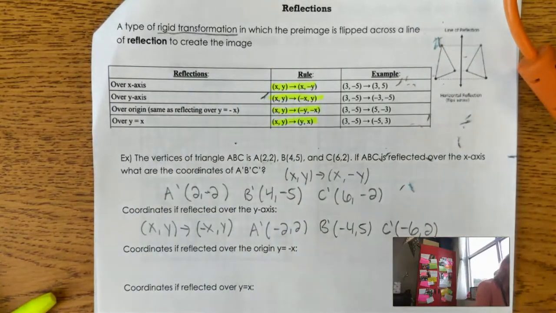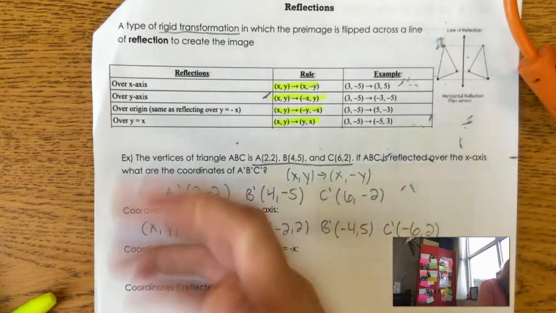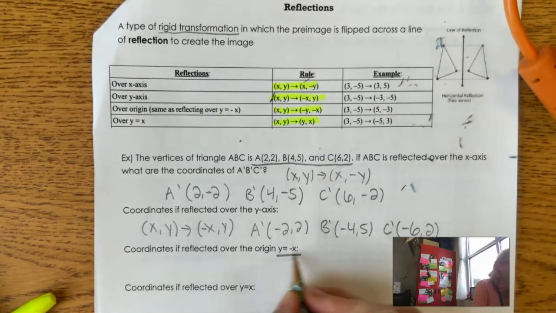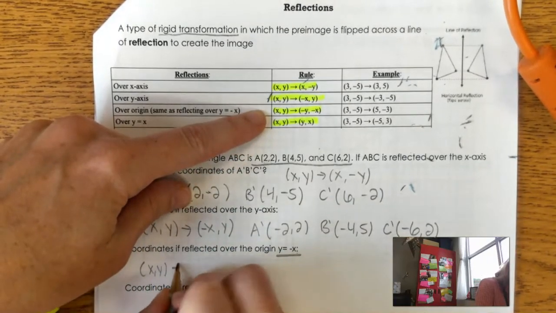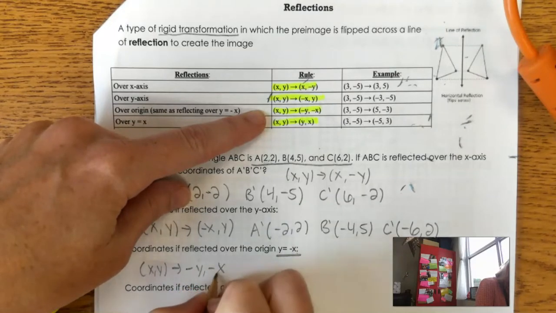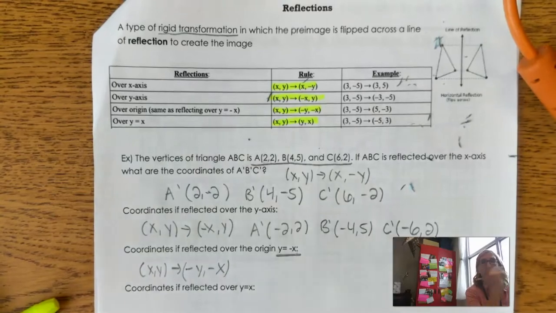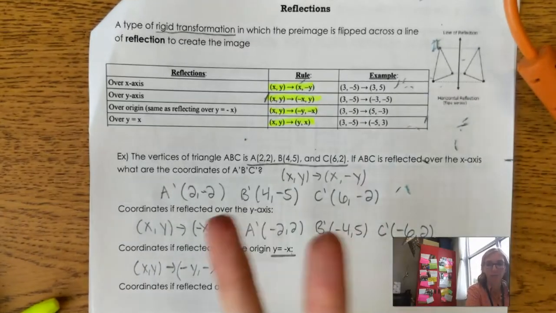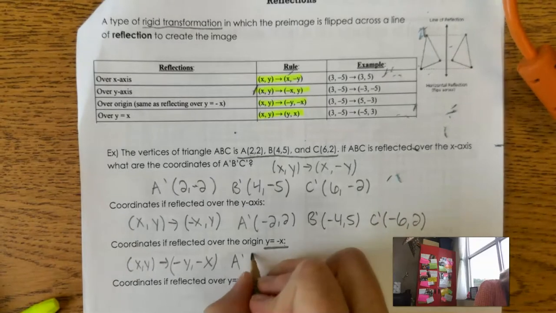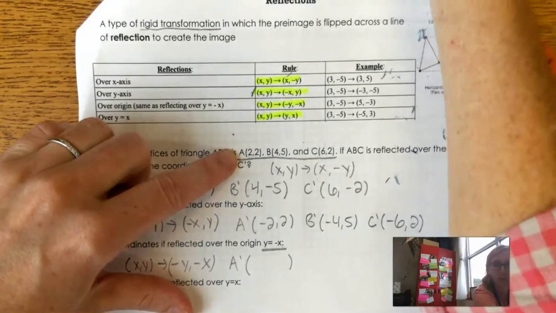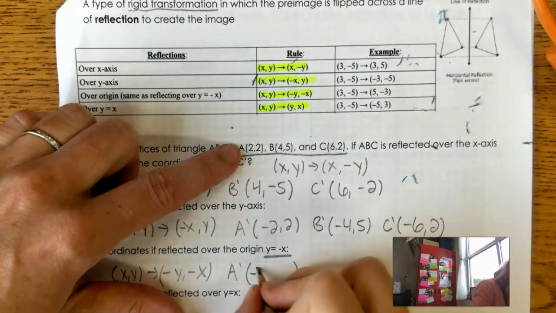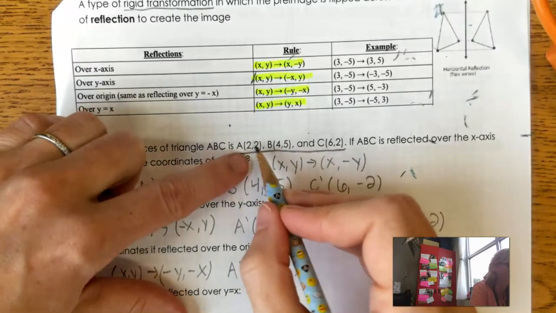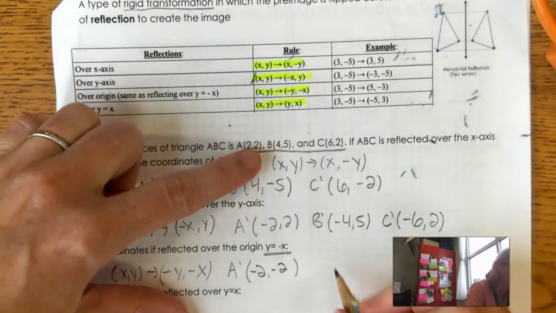Alright, what if these pre-image points up here were actually reflected across the origin, which is y equals negative x? Y equals negative x, my rule is that x, y turns into negative y, negative x. So I need to change both coordinate signs and flip them. Alright, so let's see. My pre-image point is 2, 2. If I change both the signs and flip them, it's going to be negative 2, negative 2. The flip doesn't make a difference because they're the same number, but it will on the other points.